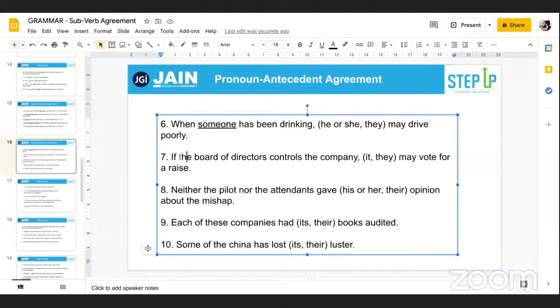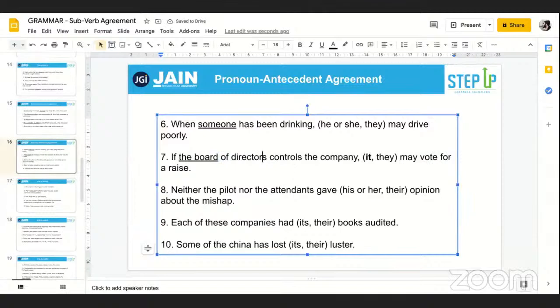The board of directors may vote. They. I think it's they. Someone has been drinking. Number 6 is they. The board of directors.